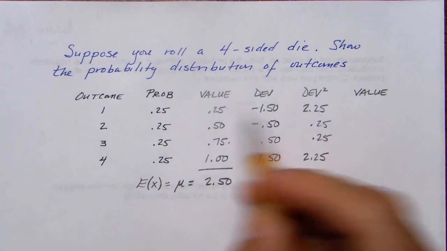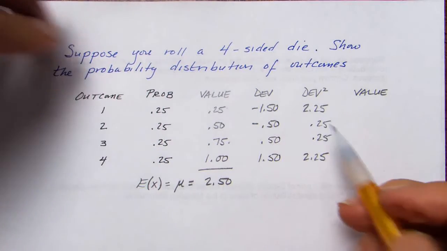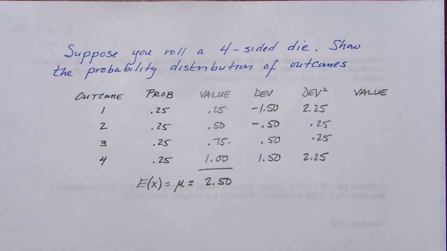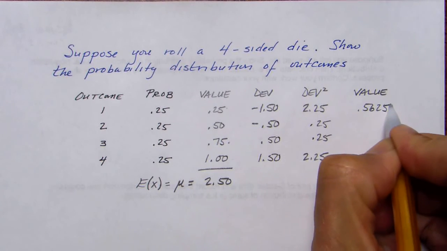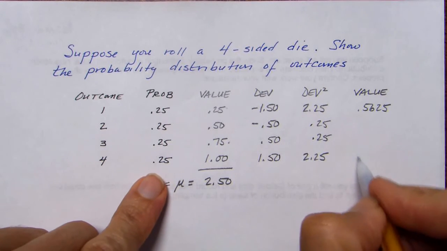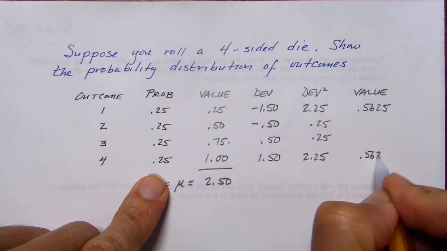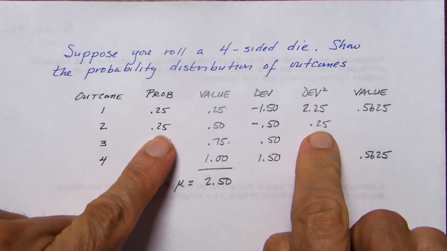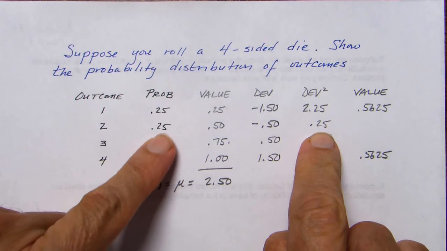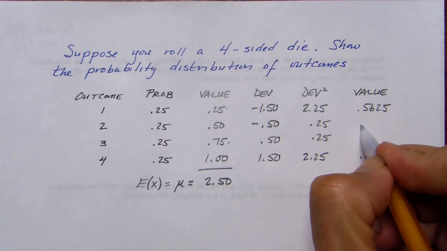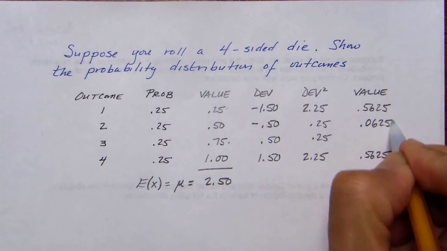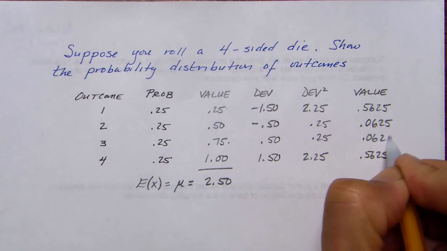Well, now in this case, everything happens 25% of the time. So 2.25 times 0.25 would be about 0.5625. And then this one down on the bottom would also have to be 0.5625. And then right here I'd be multiplying this 0.25 times 25% of the time. 0.25 times 0.25, I think that's 0.0625. And that would happen in both of these places right here.